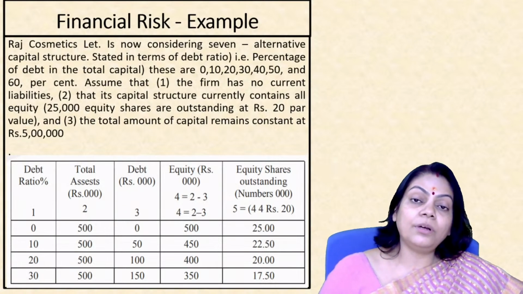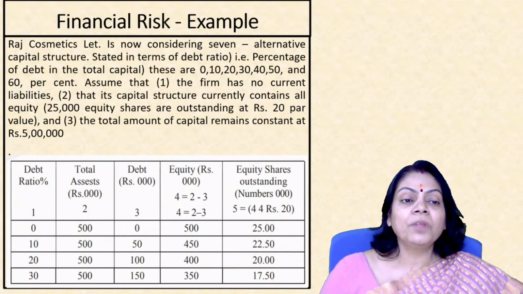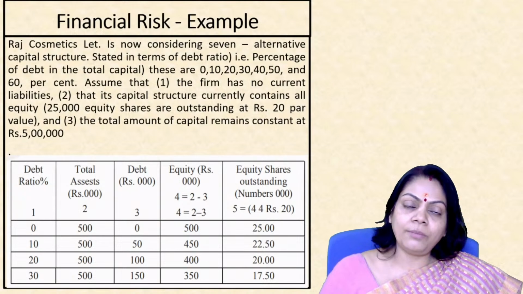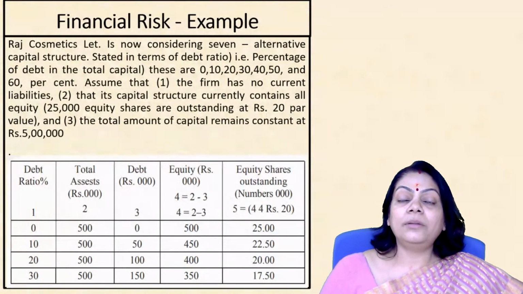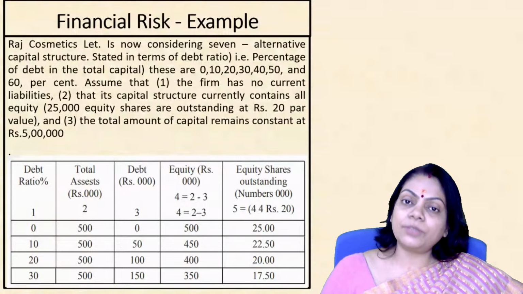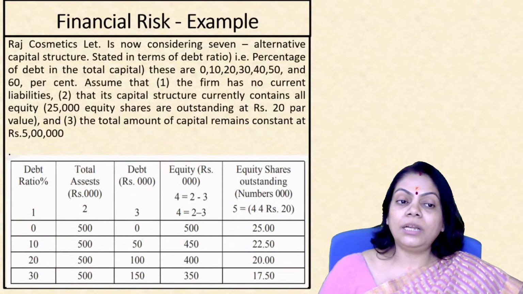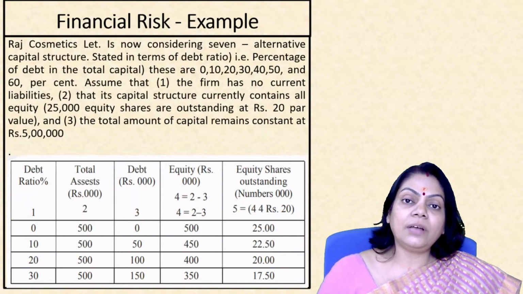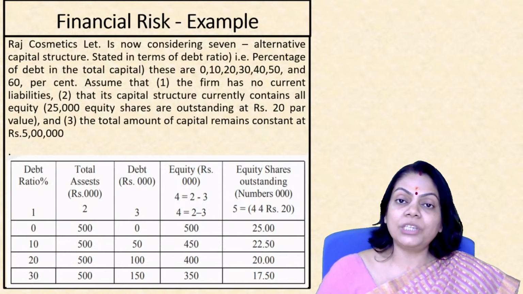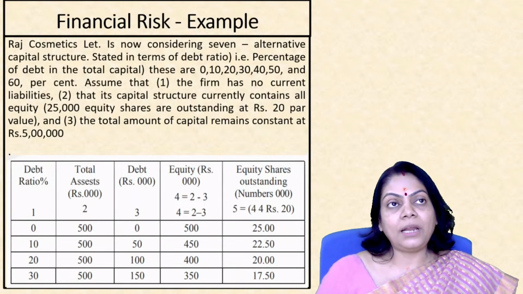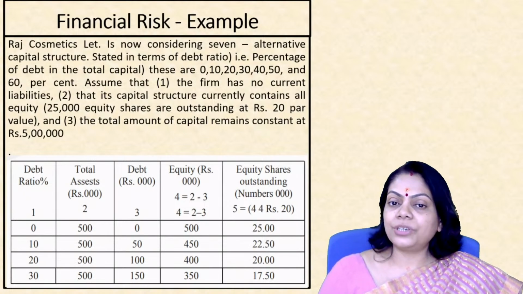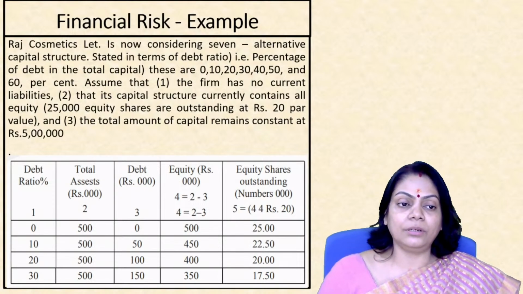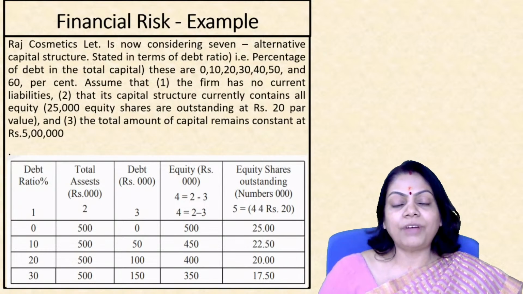Now we are making some simplifying assumptions here. The assumption is that the firm is currently an all equity firm and there are no liabilities. Because we are talking about all equity, it must have some number of equity shares. It has 25,000 equity shares outstanding, and the par value of each equity share is 20. So how much equity capital do I have? I have 25,000 shares into 20, which brings it to 5 lakh rupees.